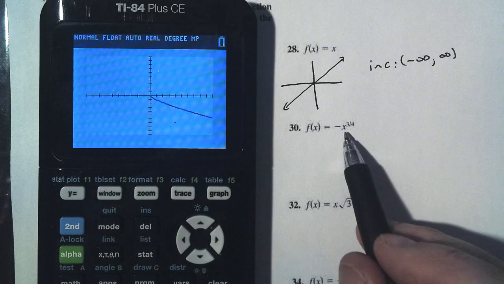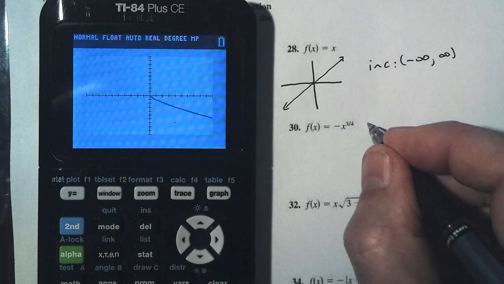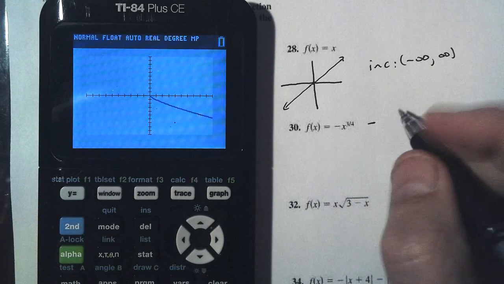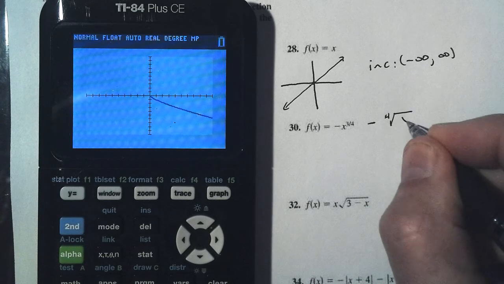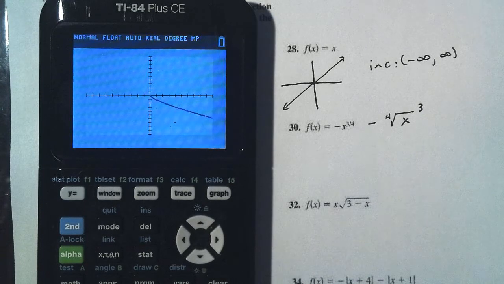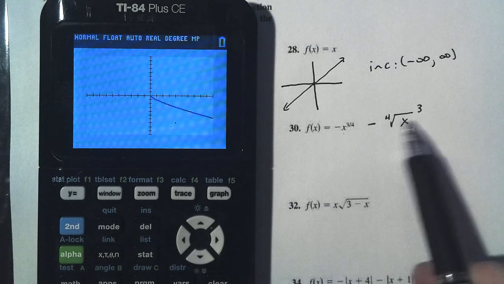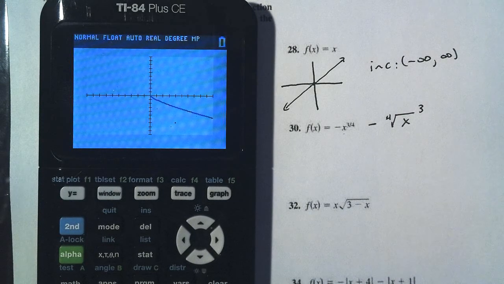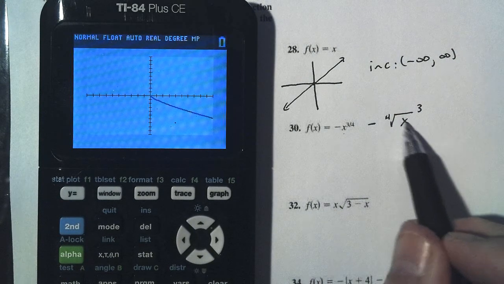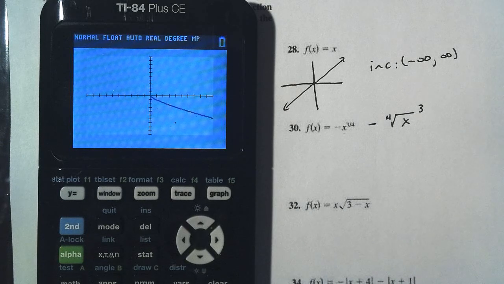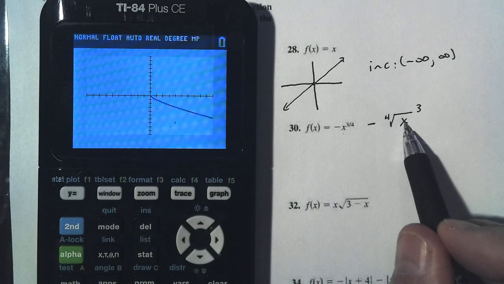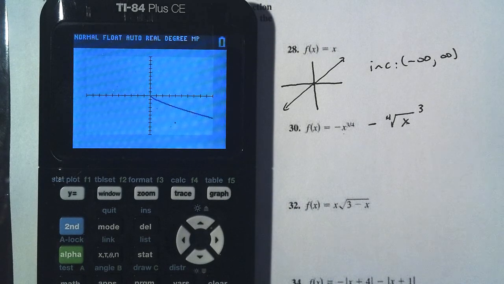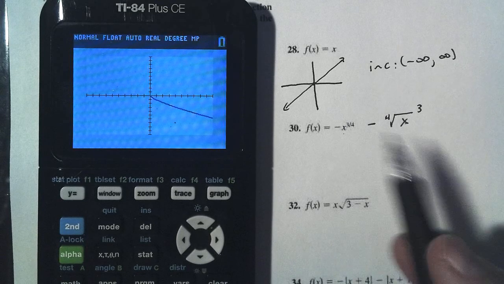Let's take a look at the function. Well, this is actually the same as negative 4th root of x to the 3rd. And we'll talk more about kind of parsing that out like that at later times. So let's think about that. If I put a negative value in for x, then I've got issues here. If I put a negative value in for x, I can't take an even root of a negative number. So I can put in 0 and I get 0.